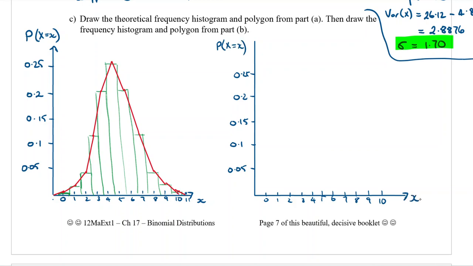Okay, so here we go again. This time, 0 is definitely 0. 1 is 0.02. 0.06. 0.15.